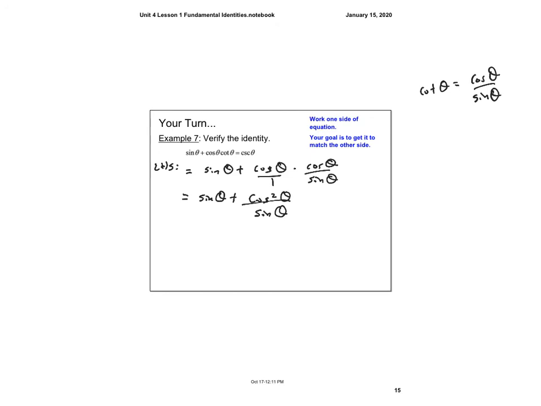All right, so the only thing I can think of right now is I'm going to need to get a common denominator because the second term there has a denominator, and the first term does not. So I'm going to get a common denominator. My common denominator is going to be sine. So this has got to be sine theta. And up here, I'm going to have sine theta times sine theta. So that really gives me sine squared theta.